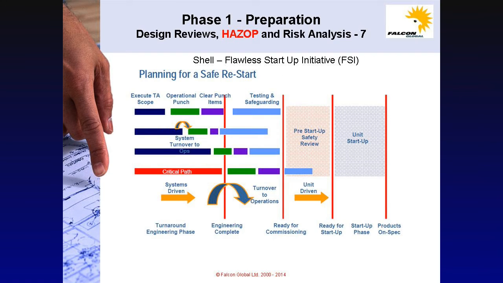In the embedded file, the operator Shell show how the HAZOP process was used to achieve a flawless startup at their project in Australia. At the time, they were using a process called Flawless Startup Initiative, FSI. Planning for a safe restart is shown in the following diagram, with the stage gate process going through engineering design all the way to safe handover to operations.